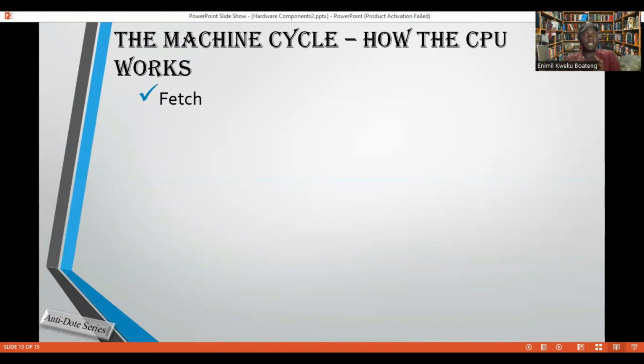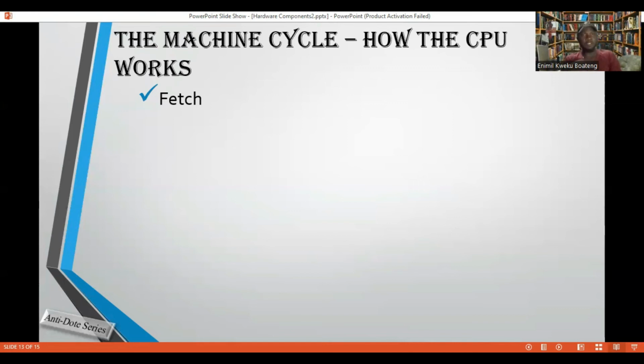So how the machine works, the cycle that the CPU goes through to perform its work, when you type 2 times 2 on your calculator, before you see the result 4, is what I'm explaining to you: the CPU goes through some processes or steps before giving you the results that you see on your screen at the end of the day. And the first step is fetch. Fetch here means that the CPU reads the next instruction from memory.